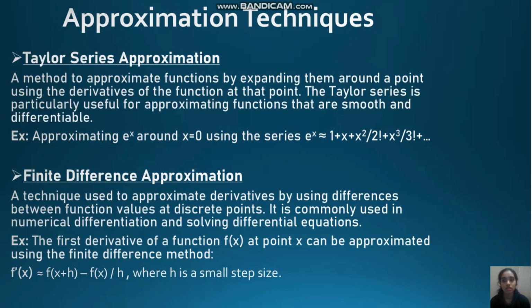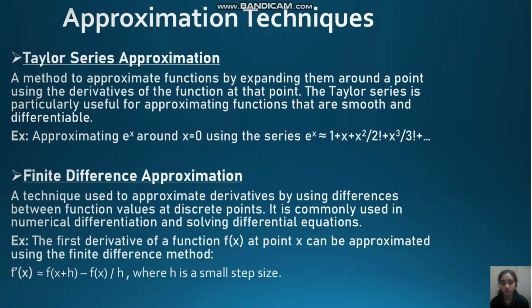Approximation techniques. Taylor series approximation. A method to approximate functions by expanding them around a point using the derivatives of the function at that point. The Taylor series is particularly useful for approximating functions that are smooth and differentiable. For example, approximating e^x around x equals 0 using the series e^x equals 1 plus x plus x^2 by 2 factorial plus x^3 by 3 factorial plus etc.